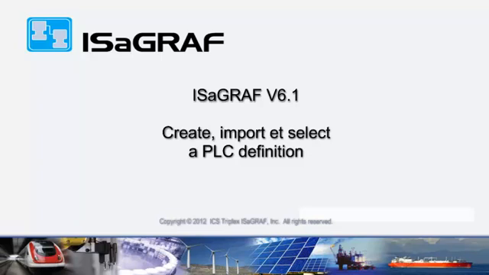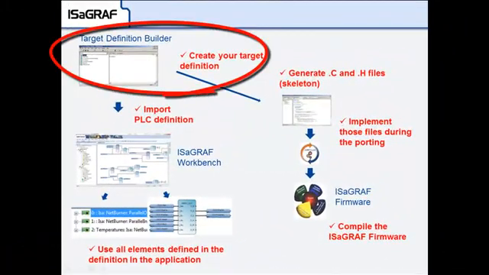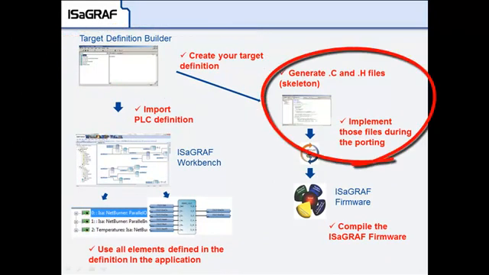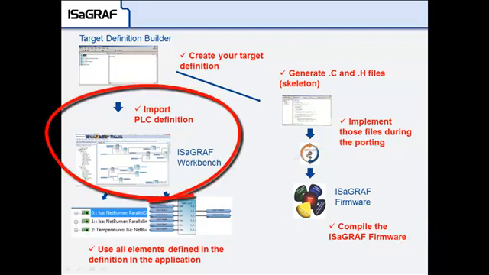Welcome to this video, in which we are going to see how to create, import and select a PLC definition. To create a PLC definition, we are using a tool named Target Definition Builder. With this tool, we generate the CNH file corresponding to the element we have created, and then we can compile this element with the firmware source code.